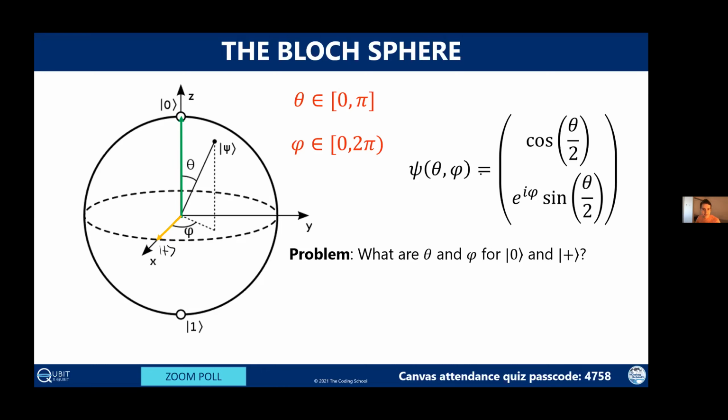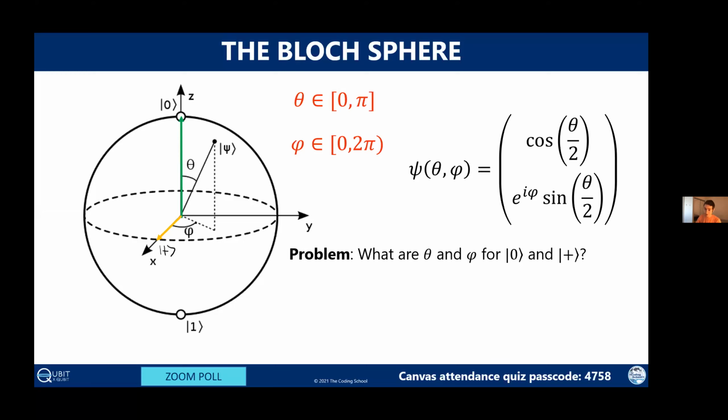Okay, so over 50% have answered. I am going to go ahead and show how I would do this problem. So starting off with ket 0, right? That is the arrow pointing straight up to the top. Now, for this one, all we really need is for theta to be equal to 0, right? If theta is equal to 0, we're already sitting at the North Pole, and the meaning of phi, well, it almost doesn't have any meaning anymore, right?